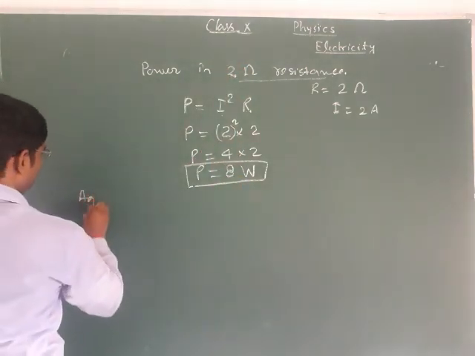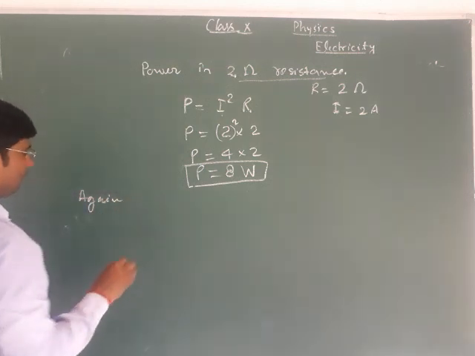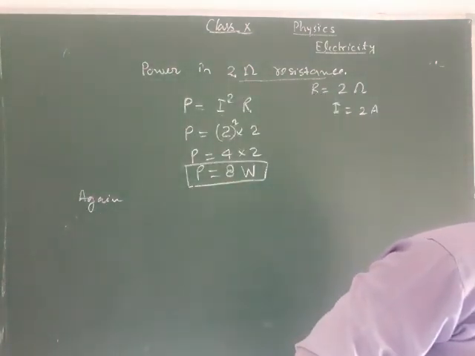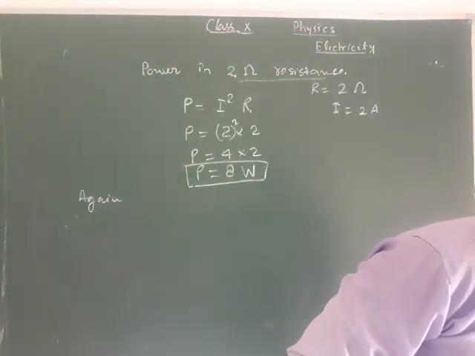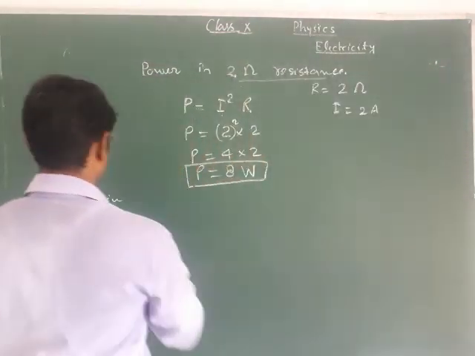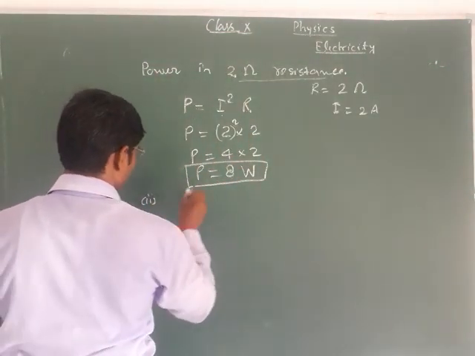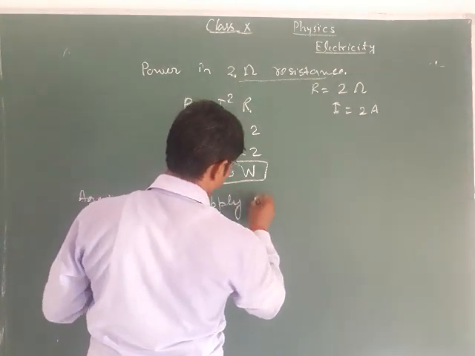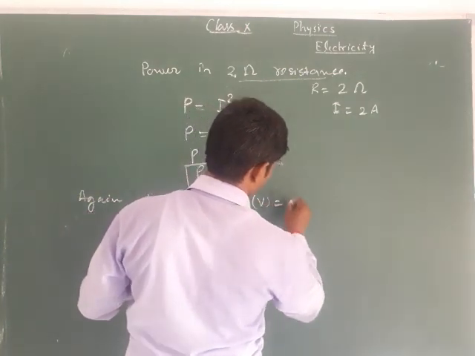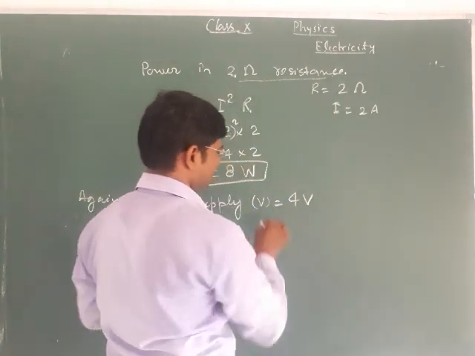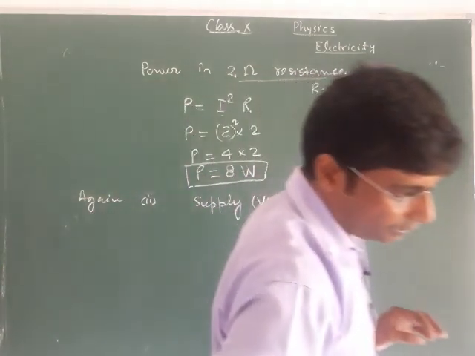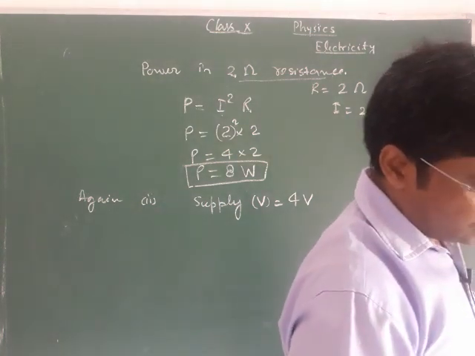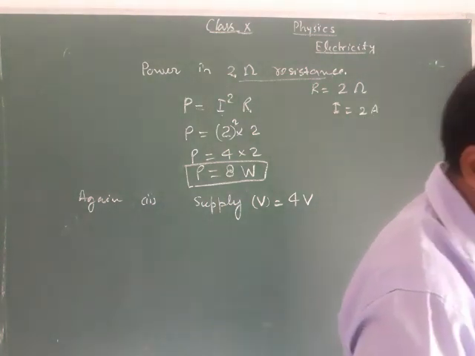Again, in the second part, supply V is equal to 4 volt. So this is 4 volt and resistances connected in parallel.